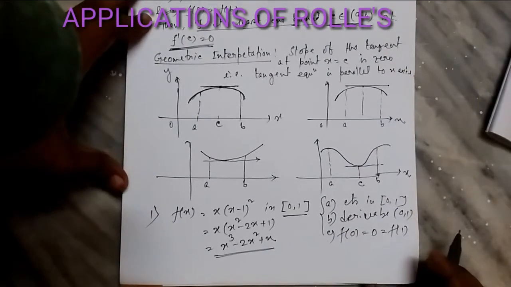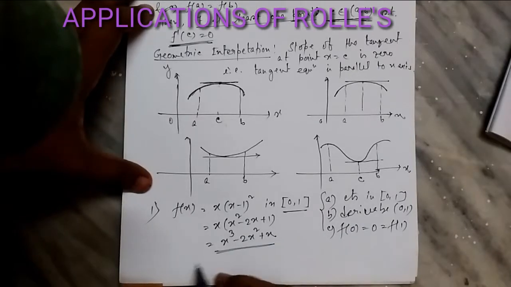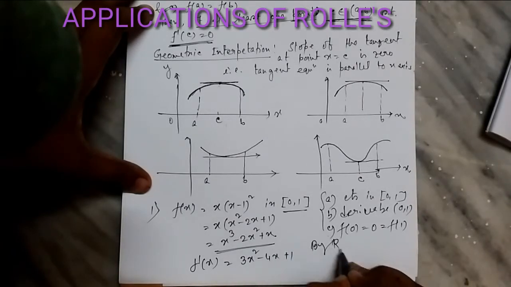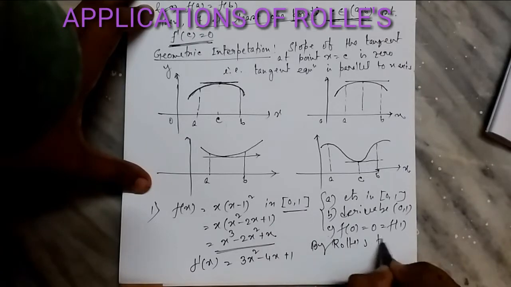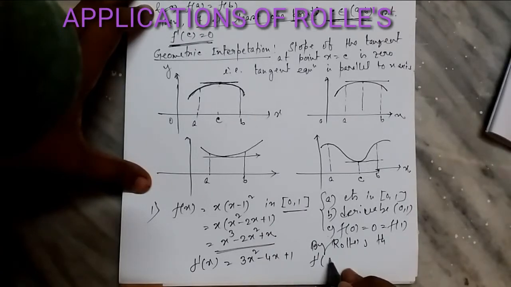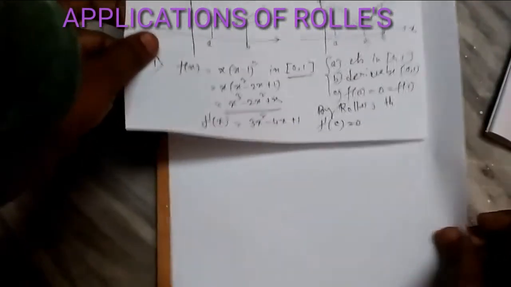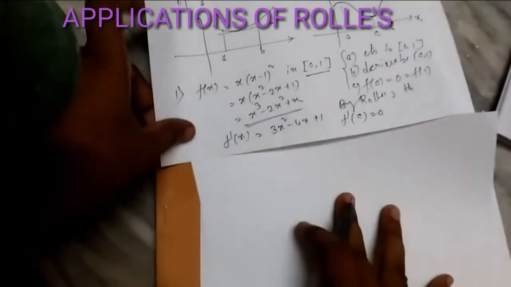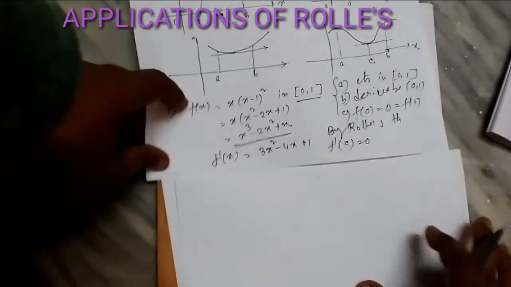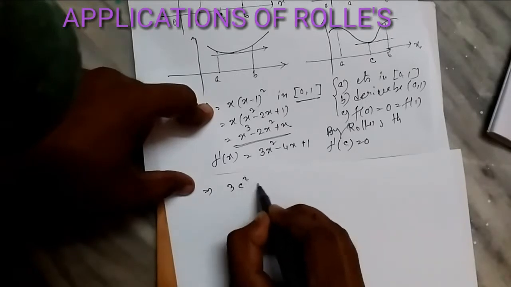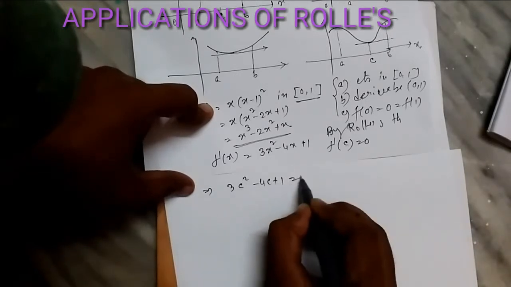Now we look at f dash c. If we find the derivative of this function, it will be 3x square minus 4x plus 1. By Rolle's theorem, f dash c equal to 0, that means 3c square minus 4c plus 1 equal to 0.